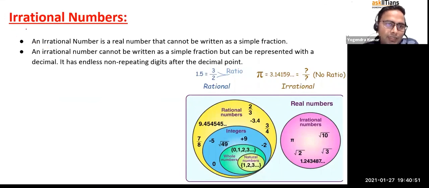Now, what are irrational numbers? Just the opposite: numbers which cannot be written in p by q form, which cannot be represented in the p by q form. Those are irrational numbers. Like pi, root 2, root 3, root 5. These are irrational numbers for us. Is root 8 an irrational number? Yes, it is 2 root 2, so this is an irrational number. Is root 4 an irrational number? No.